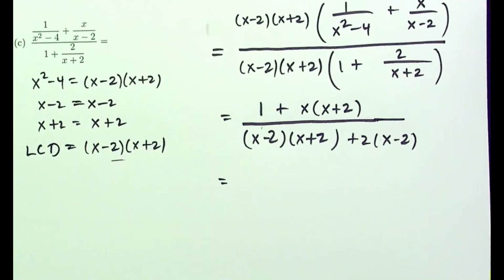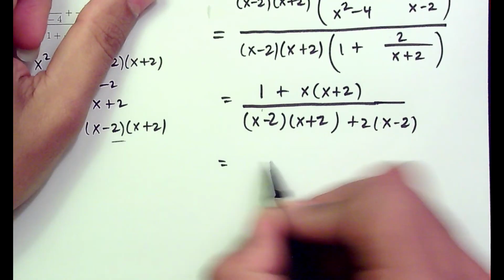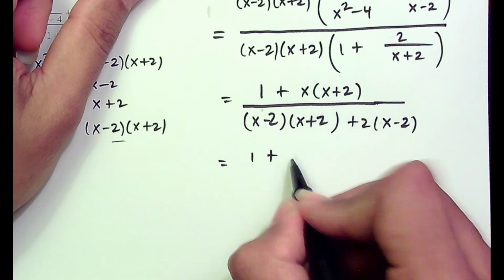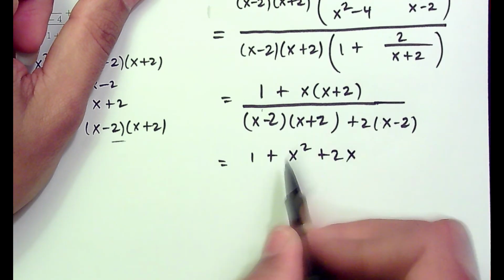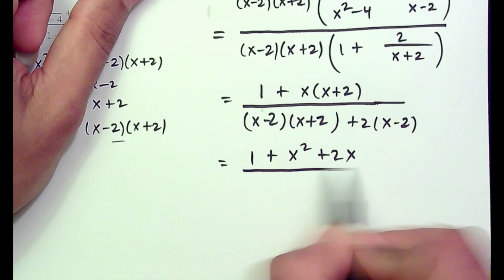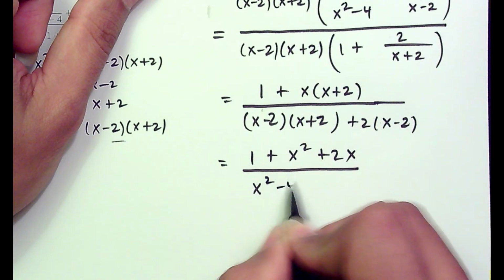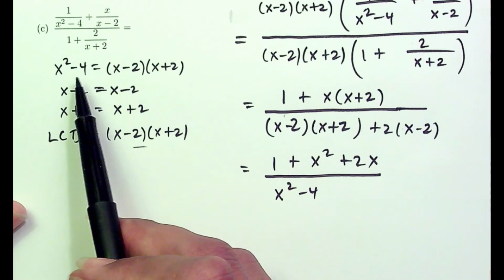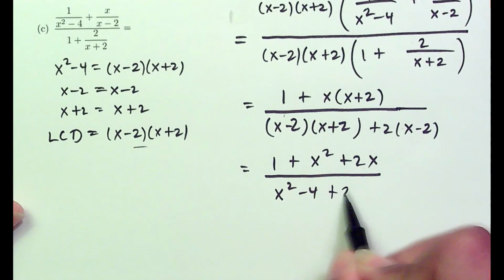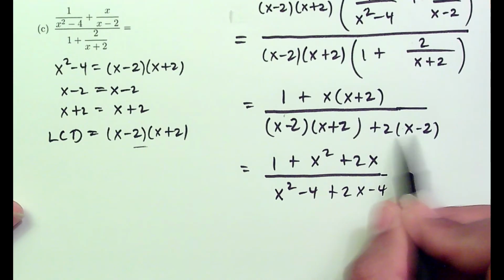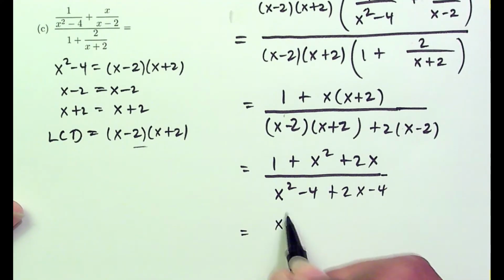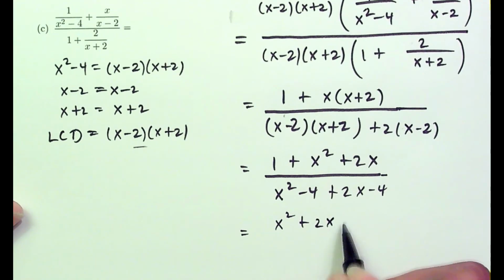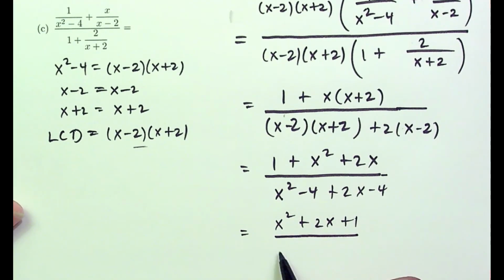And now we need to simplify this as much as we can. Let us see, this is distributing here. This is x squared plus 2x. All that over, the FOILing this, that's x squared minus 4, and you don't really have to FOIL it because that's the same as this, which is x squared minus 4. And then this is 2x minus 4, distributing that one. And then this is putting everything in order, x squared plus 2x plus 1. And on the bottom, you have x squared plus 2x minus 8.